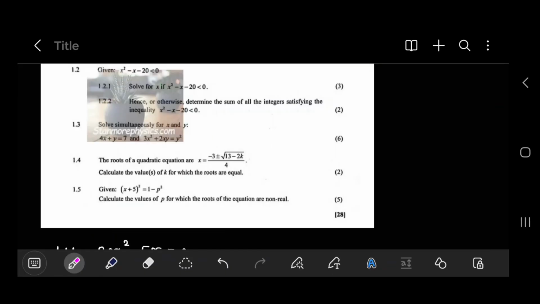We're now on to 1.2, and this is an inequality question. We have x squared minus x minus 20 is less than 0. And 1.2.1 wants us to solve for x for this inequality. So here's what we're given. And seeing that this is a basic trinomial, let's factorize this.